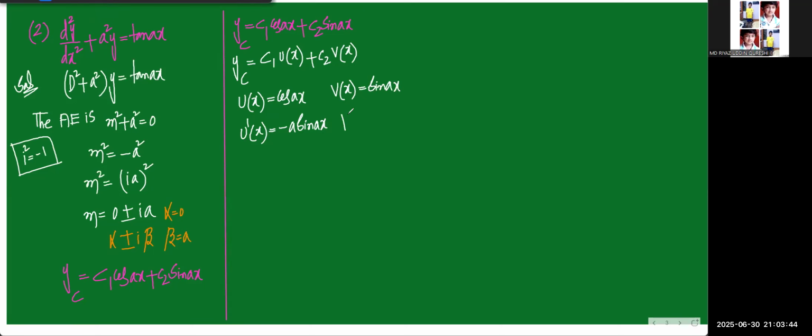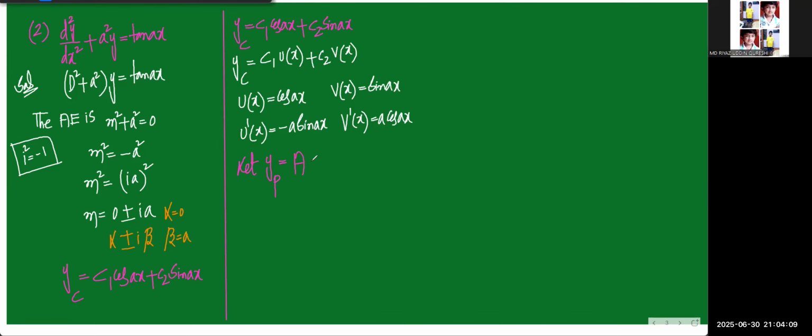If you find its derivative, v dash of x is equal to a cos ax. This class was not successful, only one student joined. The remaining 2 students did not join. Actually they joined and left too. I don't know why they are leaving the class.